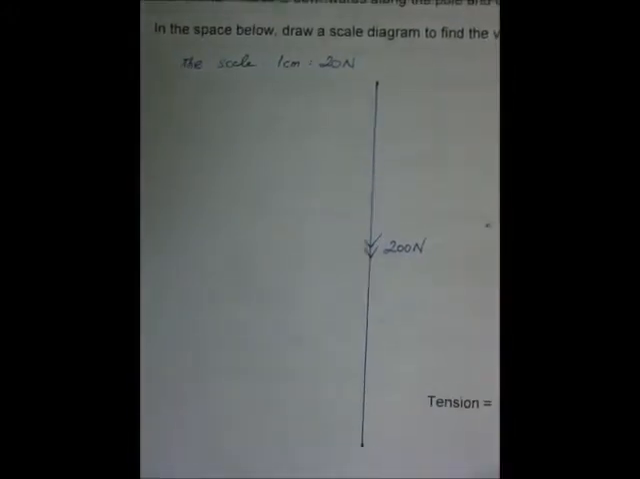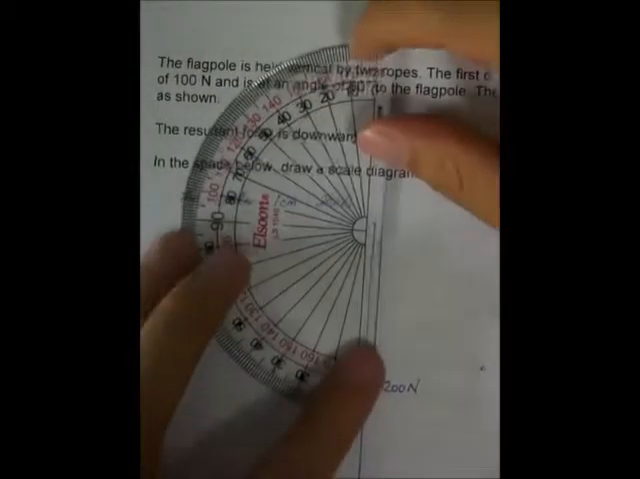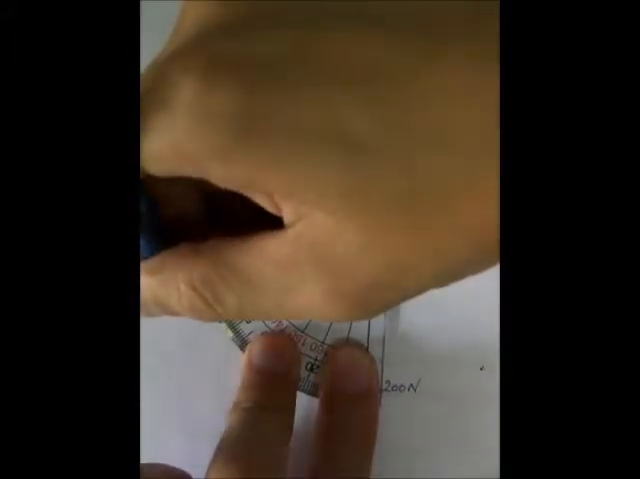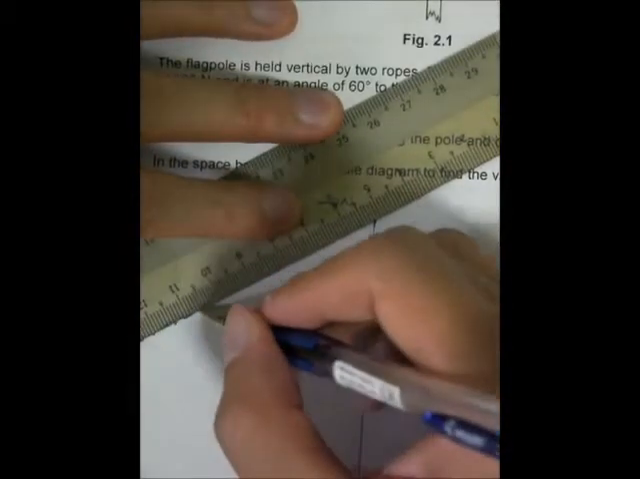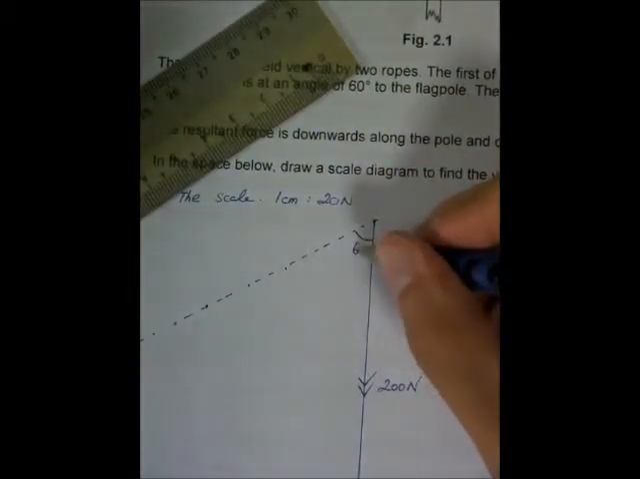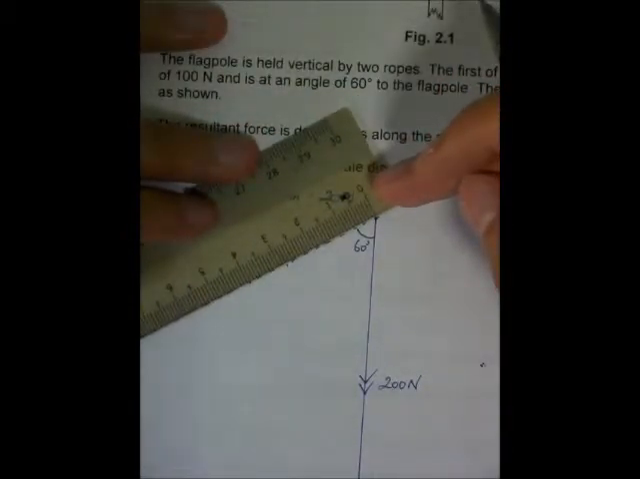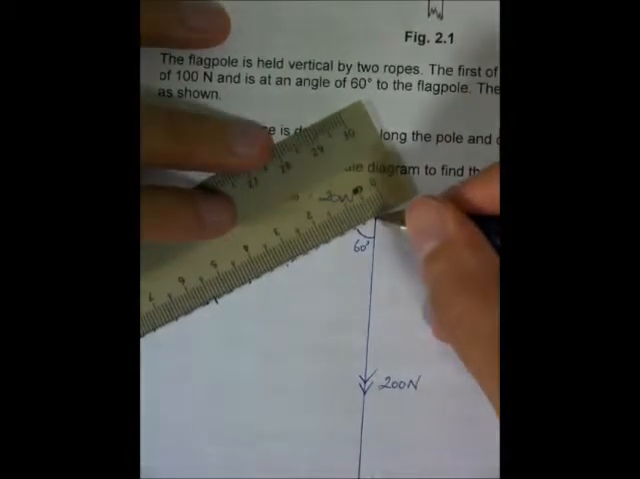Okay, secondly, you were told that there is this 100 Newton force acting at 60 degrees. So what you need to do is that from here, just measure 60 degrees. So I know it is somewhere around here. What I usually do is that before measuring, I'll just make a guideline. So I know that to this direction, this is 60 degrees. So it is 100 Newton. 100 Newton on our scale would be 5 cm. So this is 5 cm. So draw this line.